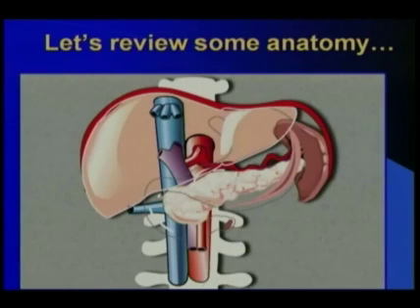Let's review some anatomy. As we remember, the pancreas is located deep in the body in the retroperitoneum, just anteriorly to the major vessels and posteriorly to the stomach. As you see here, it's in a horizontally oriented and slightly oblique position, having the pancreatic head more caudally and the tail more cranially.